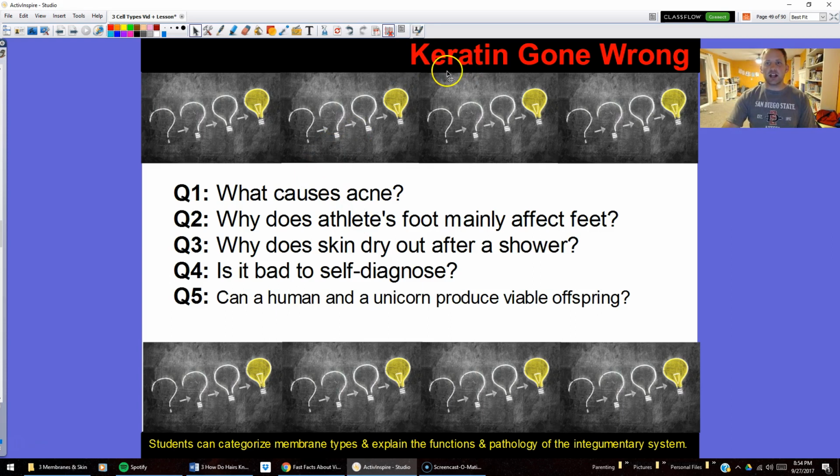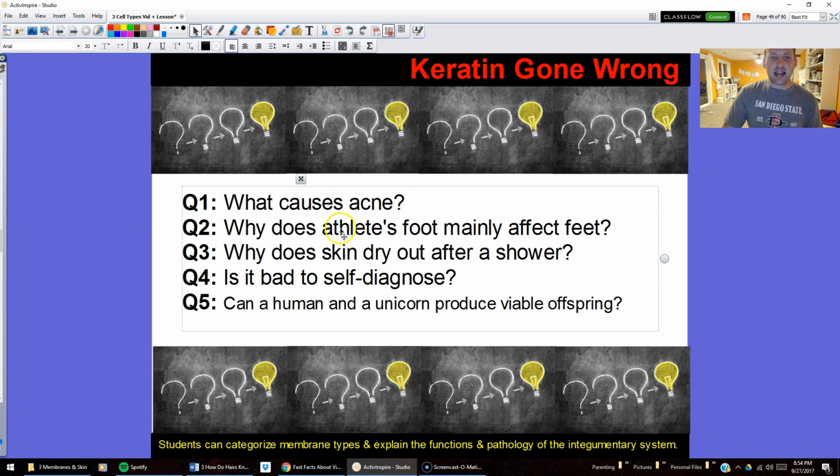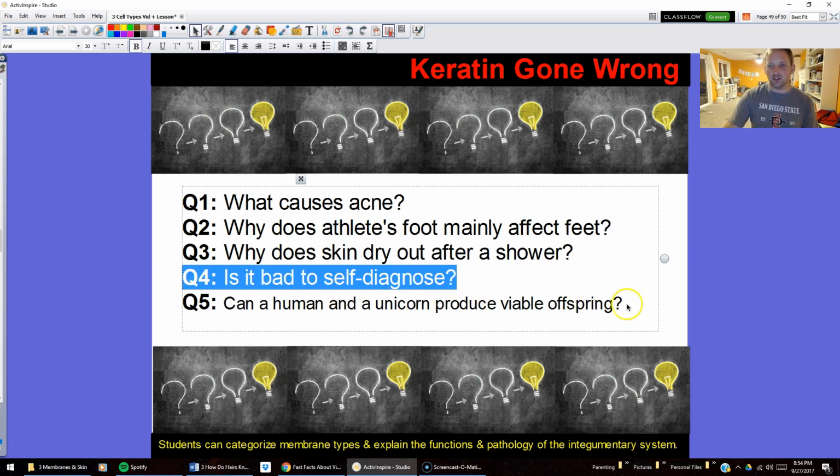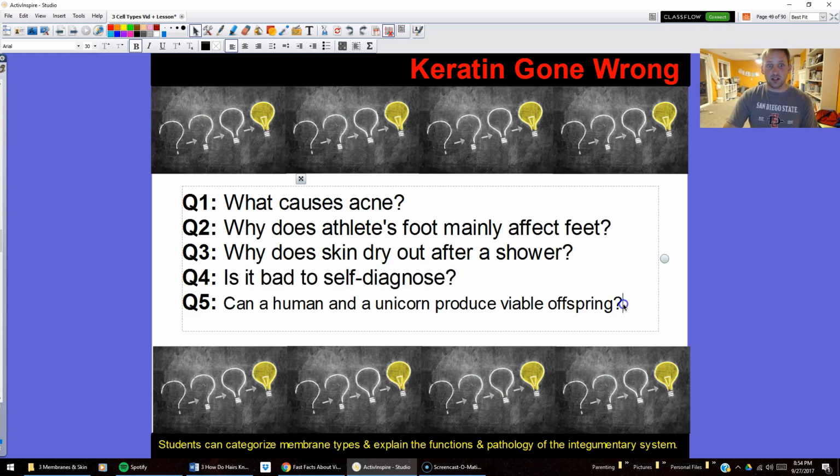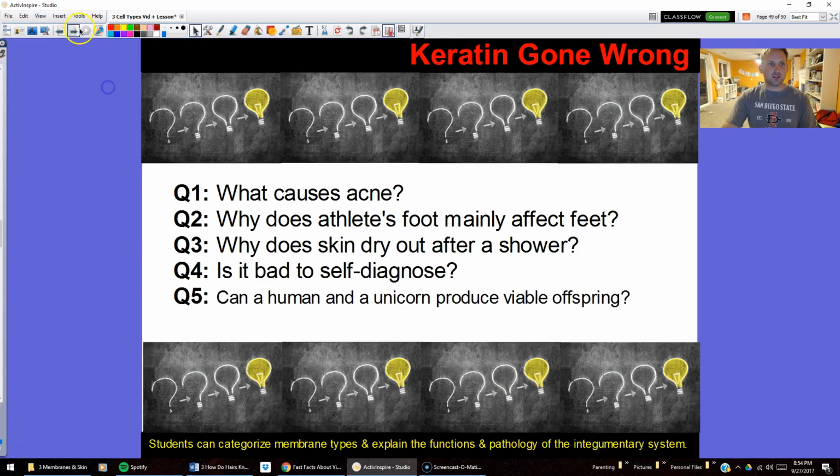Okay, last one, guys. Is keratin gone wrong? What causes acne, athlete's foot, skin drying? I'm going to self-diagnose my family right now, even though I think I already did about Rapunzel syndrome. Is that a bad thing to self-diagnose people? Can a human and a unicorn produce viable offspring? So let's roll.